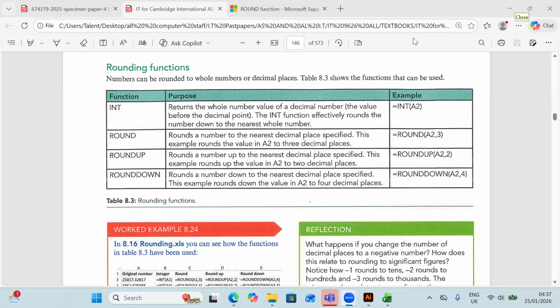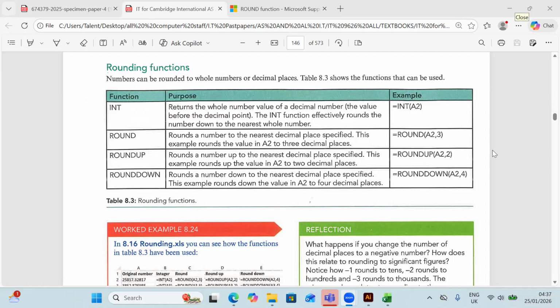When it's round down, it rounds a number down to the nearest decimal place specified. So when we are using round down, you move the number of decimal places that have been specified, you stand there and end there. You don't do anything, because you are rounding down.